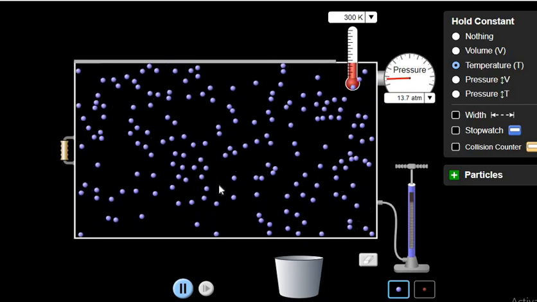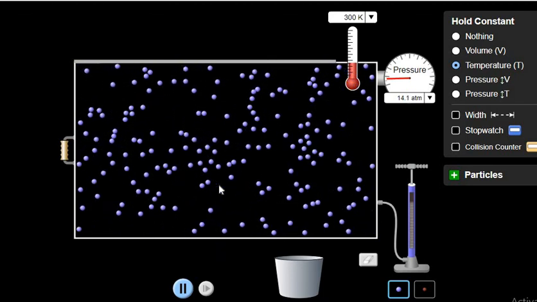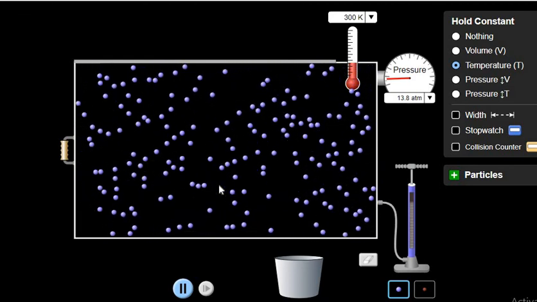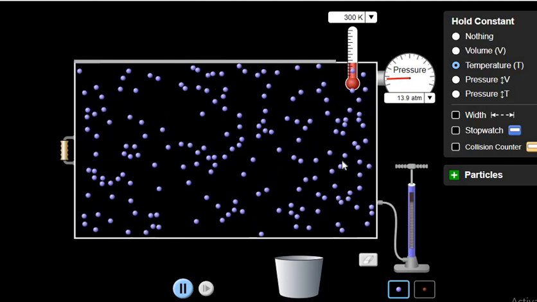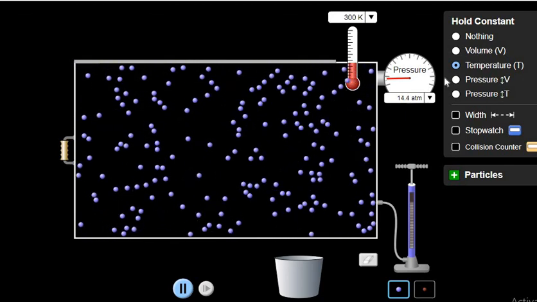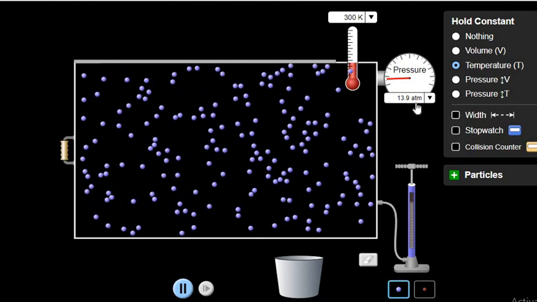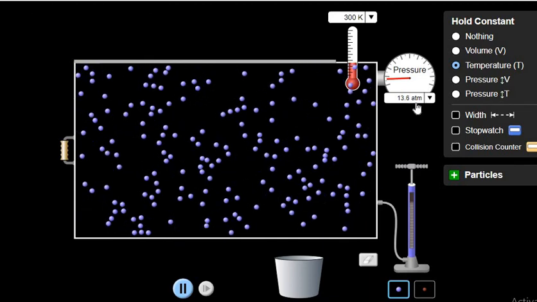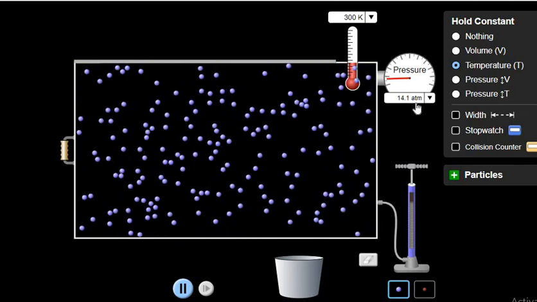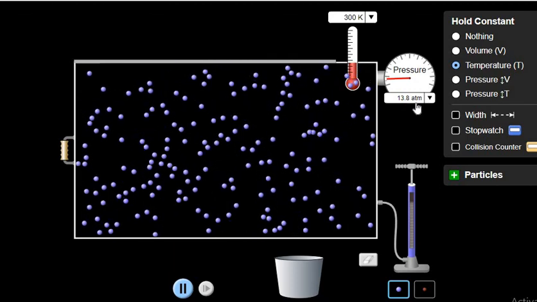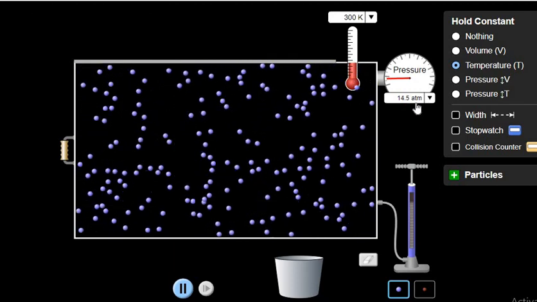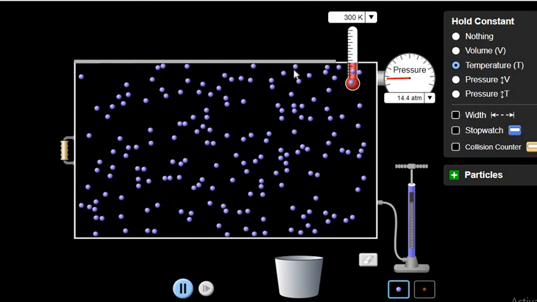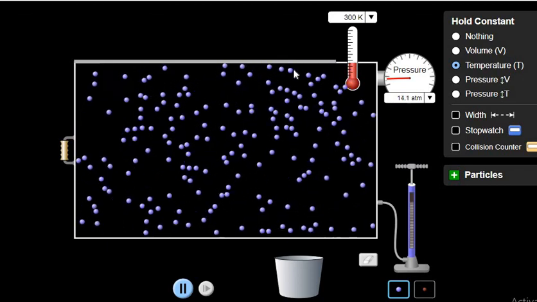If I decrease the number of collisions between the particles and the wall, that means I decrease the amount of force applied on this wall, and as a result I decrease the pressure. So that's why the pressure decreases when I increase the volume: I have more space between particles, so the number of collisions will decrease, and I will have a very low force applied on this surface area inside the container, and then a very low pressure.